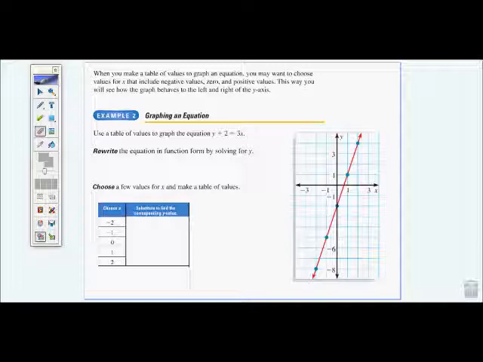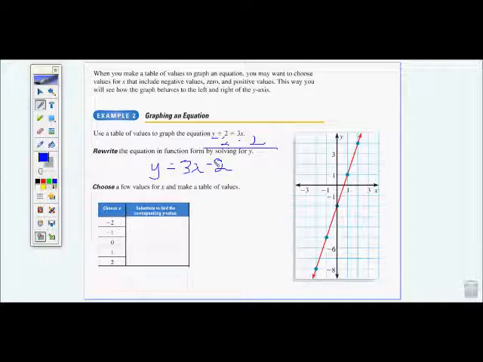We're going to choose some x's. It says rewrite the equation in function form by solving for y. So we're going to subtract 2 from both sides. I'm on eraser again, I don't know why it keeps defaulting to eraser. Go ahead and subtract 2 from both sides, and I would end up with y equals 3x minus 2 as my equation.